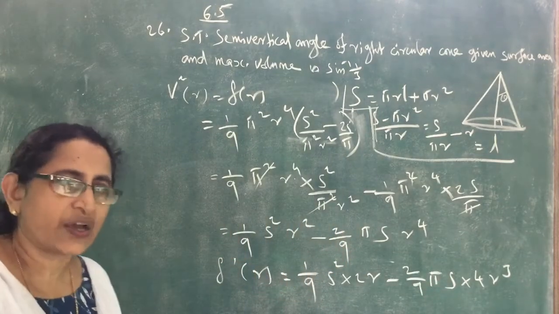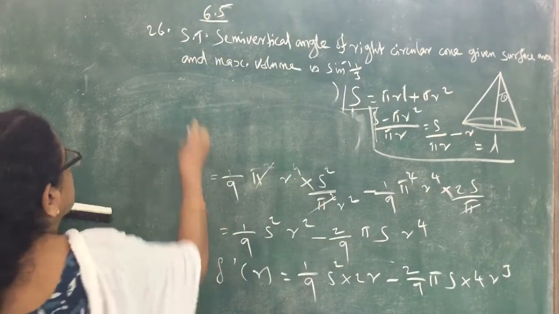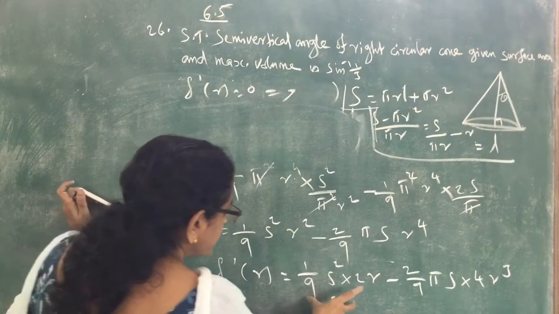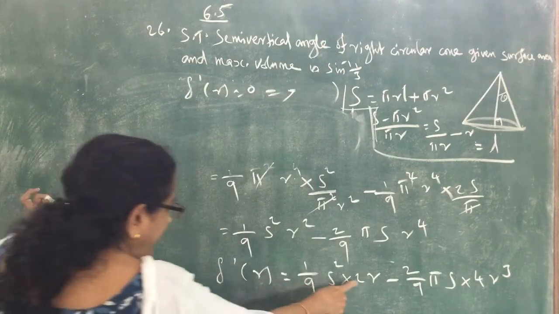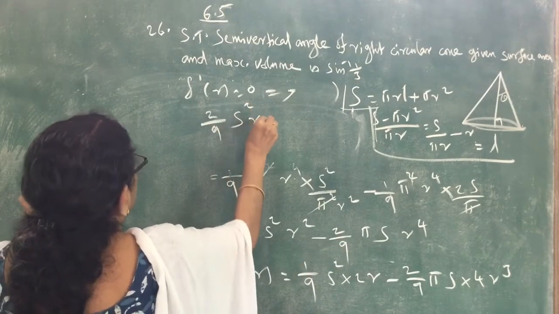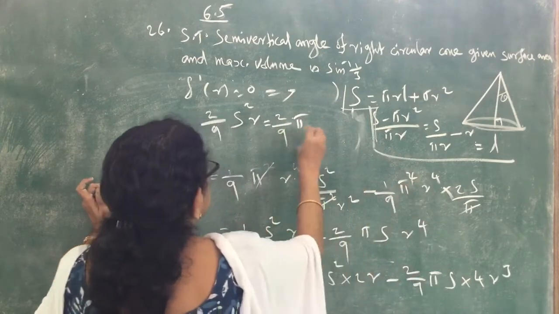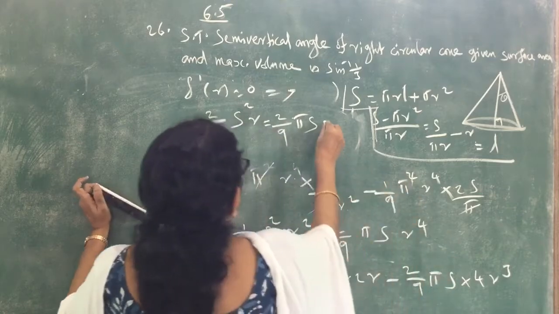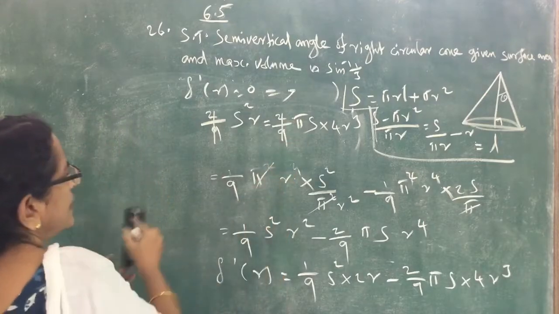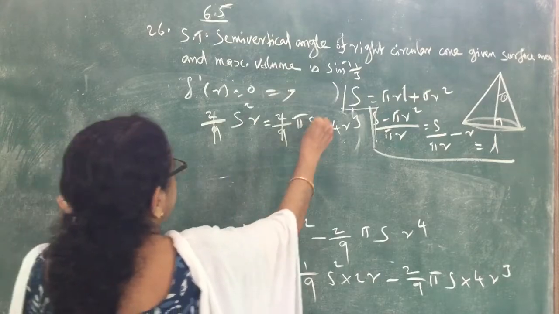Now F dash R equal to 0 implies we can find R. So we can write this term equal to this term. So 2 by 9 S square R equal to 2 by 9 pi S into 4R cube. So 2 by 9 we can cancel from both sides, and we can cancel one S also.